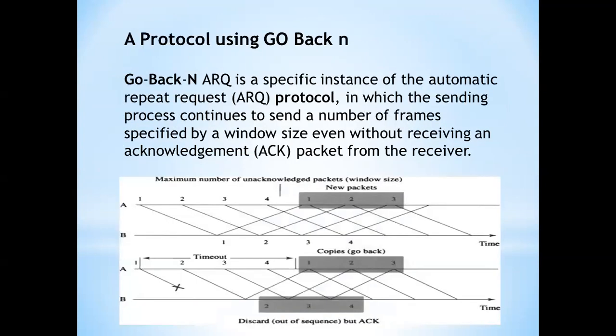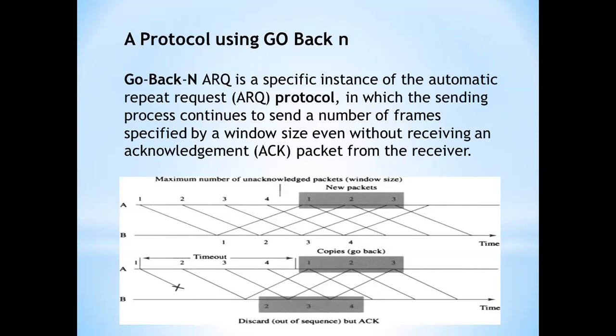Next is a protocol using Go Back N. In the stop and wait protocol, it is assumed that the transmission time for the frame to arrive at the receiver plus the transmission time for the acknowledgement to come back is negligible. But in some practical situations, this assumption is not correct. In systems like satellite systems, the round trip time can be as long as 500 milliseconds of propagation delay. This will reduce the efficiency of the protocol.